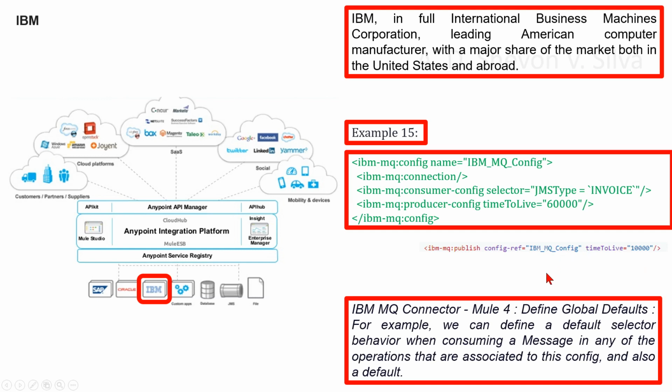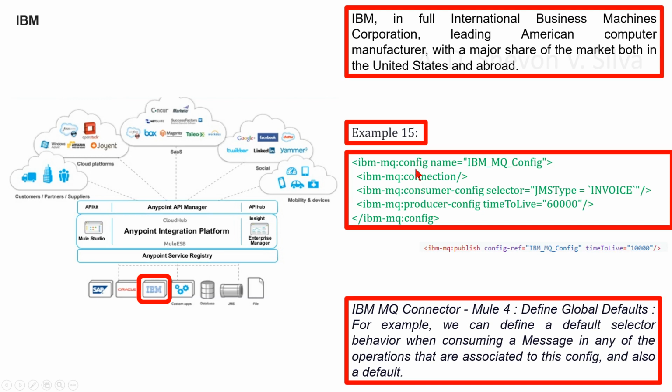Now we are considering defining global defaults. In the IBM MQ connector Mule 4, the IBM MQ config allows you to define multiple parameters to use as a default while consuming or publishing messages. This way you can define a global default behavior for all the operations associated with the config and override each parameter only for operations that require custom behavior.